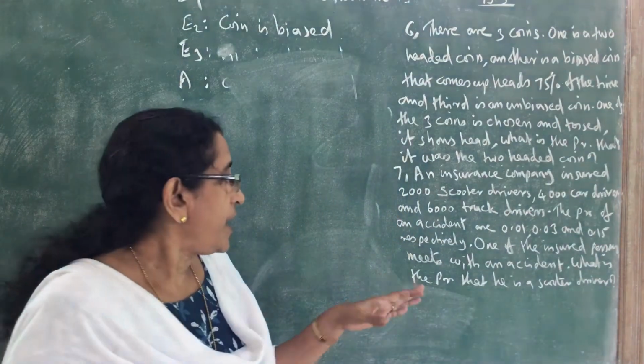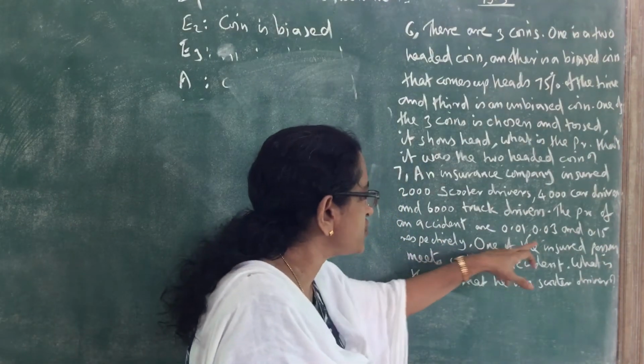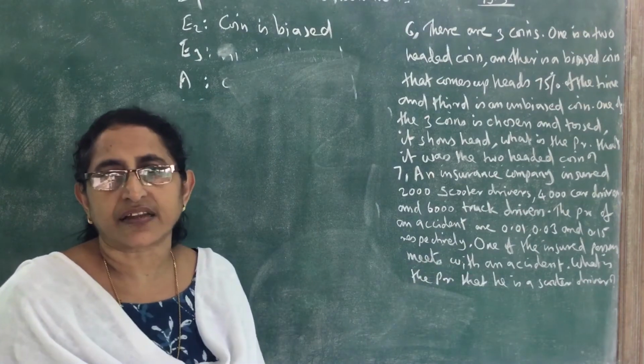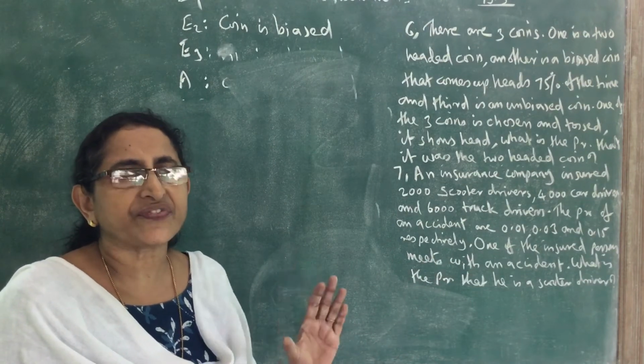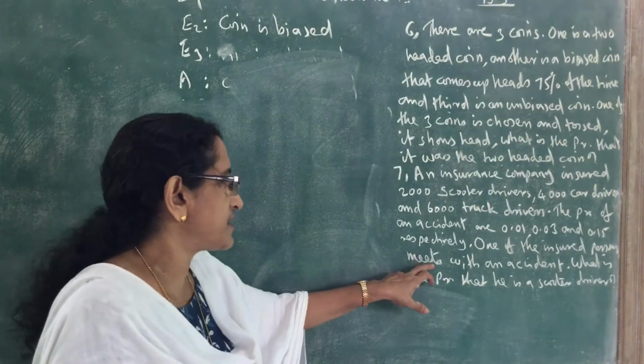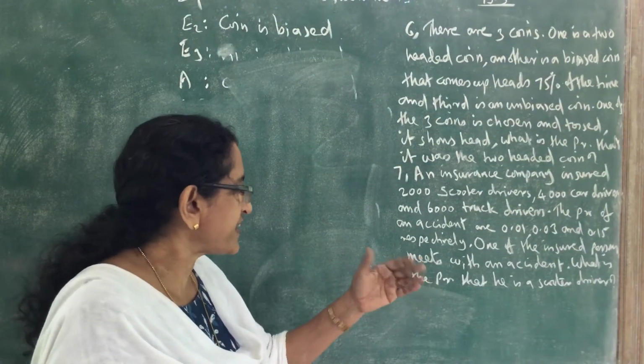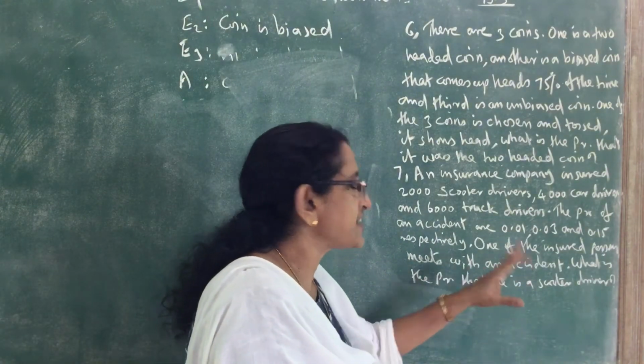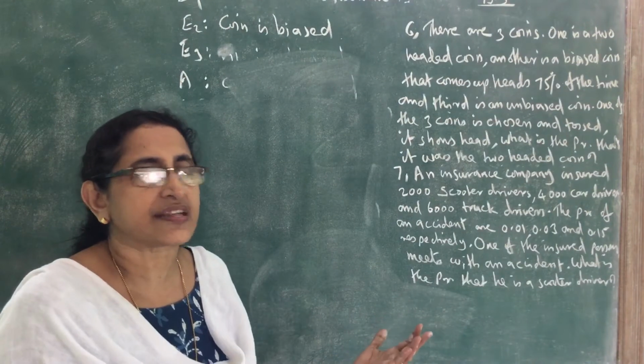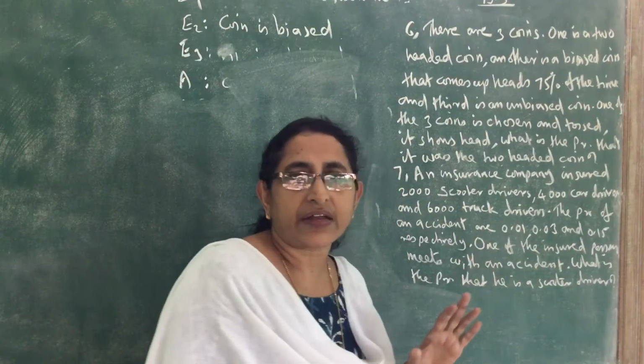That is given. Now one of the insured persons meets with an accident. That is a given event. In that case, what is the probability that he is a scooter driver? Who meets with an accident is a scooter driver, that we want to find.